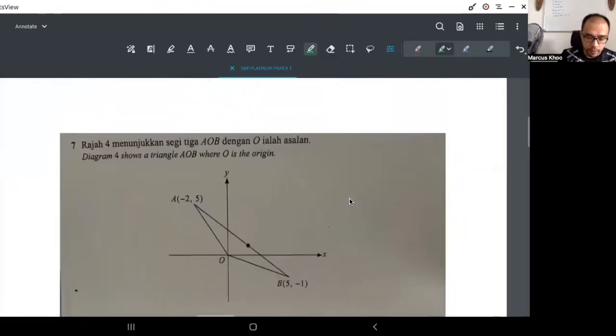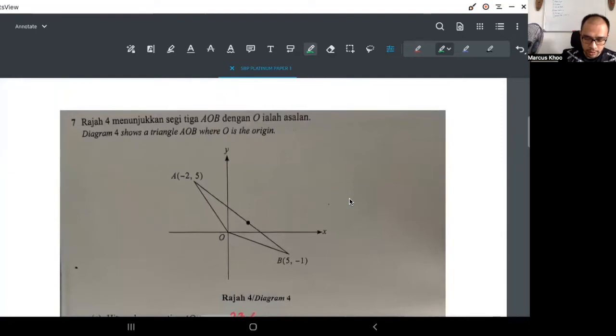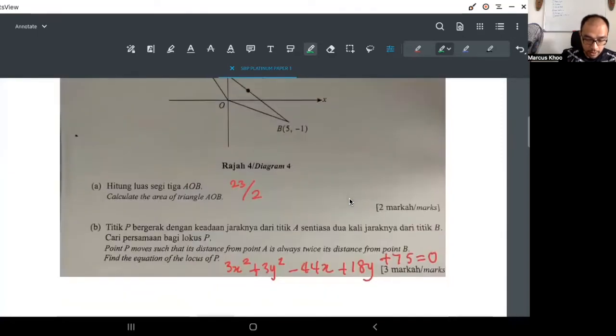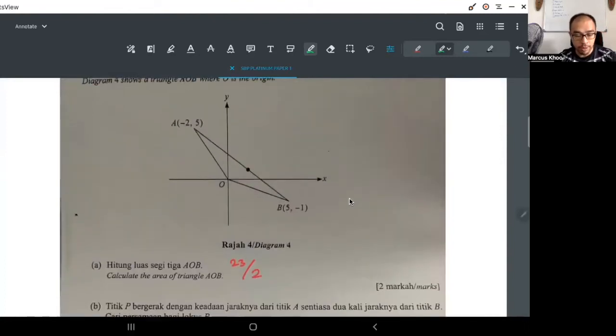Diagram 4 shows the triangle AOB, where O is the origin. This one is given. Calculate the area of the triangle AOB. I think it's not that difficult. Just remember, I'm going to start at A. So -2, 5, 0, 0, 5, -1. Make sure you repeat the first one again, equals to A. This one is very important. Don't forget to repeat the first coordinate again, and then you do the down, up. That one is very easy.